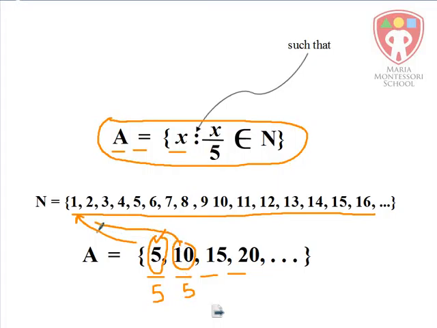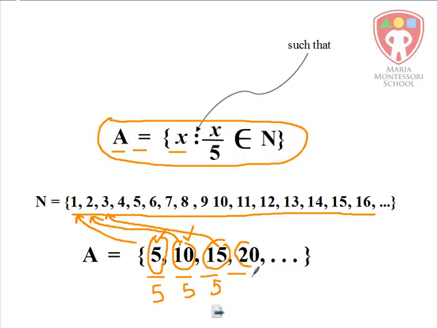2 is here in our set of natural numbers. So 10 is allowed to be in set A. We can do the same for the 15. 15 divided by 5 gives us 3. And once 3 is in our set of natural numbers, 15 is allowed to be in set A.